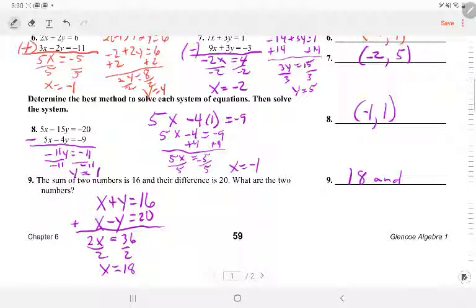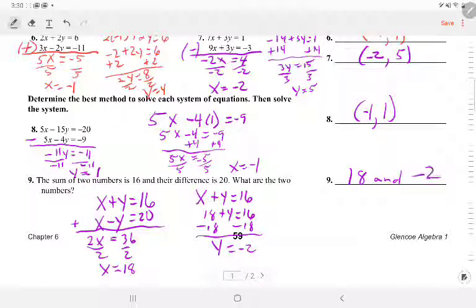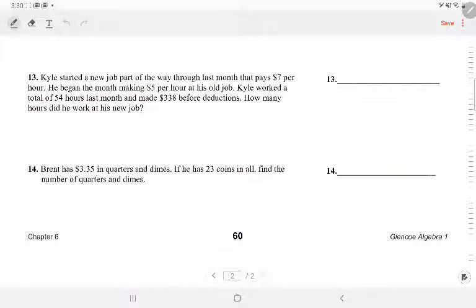And then I could simply say x plus y equals 16, or 18 plus y equals 16. Subtract 18, and y equals negative 2. So 18 and negative 2. All right, let's go to the next page.